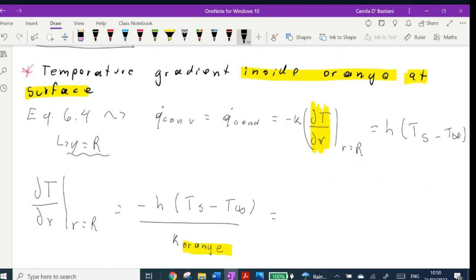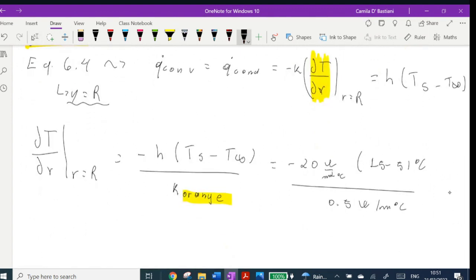That's going to be equal to minus 20 times 15 minus 5, divided by my K of the orange, 0.5 watts per meter degrees Celsius. So my temperature gradient as a function of the radius is going to be minus 400 degrees Celsius per meter.